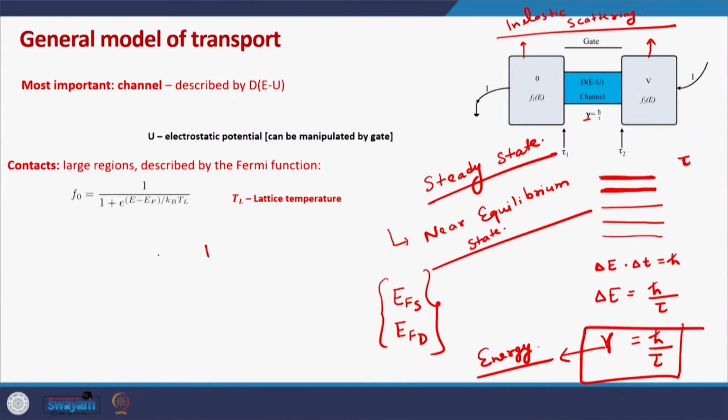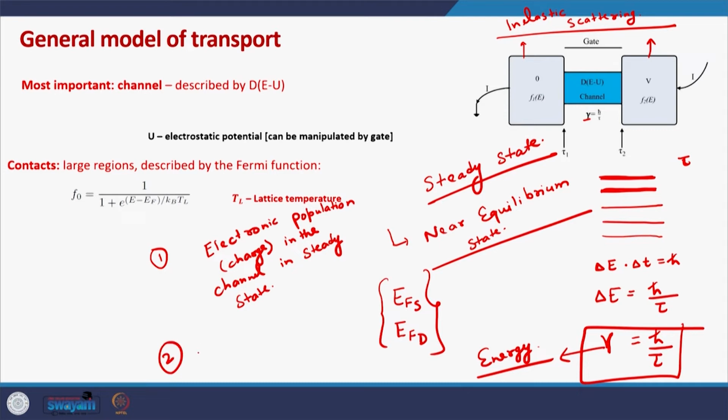So, we would like to understand two things essentially. One is the electronic population or charge in the channel in steady state, and second is we would like to understand the current in the device, or the IV characteristics.